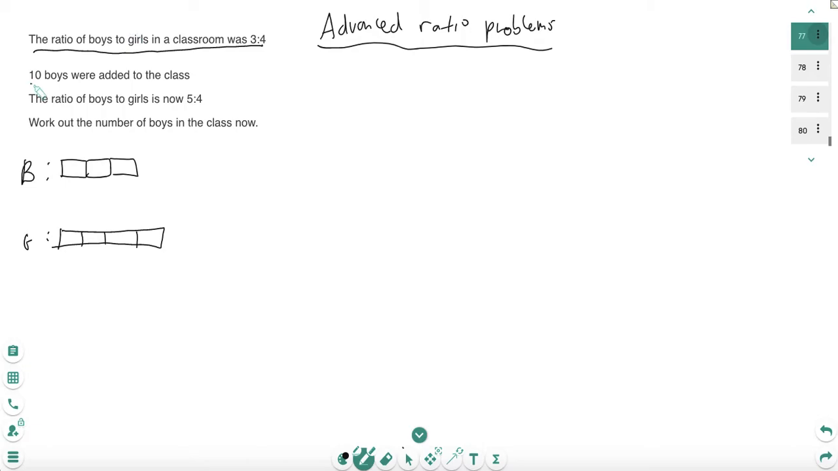Next, 10 boys were added to the class. So we're going to plus 10 to the boys section. And now, the ratio of boys to girls is now 5 to 4. So our new ratio is 5 to 4. So now, since each unit's the same size, let's call them all x.